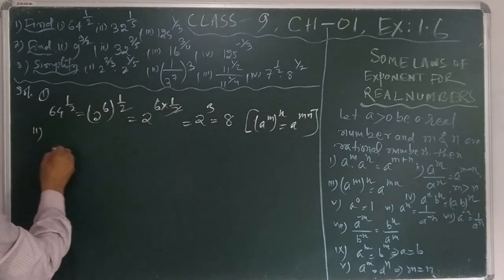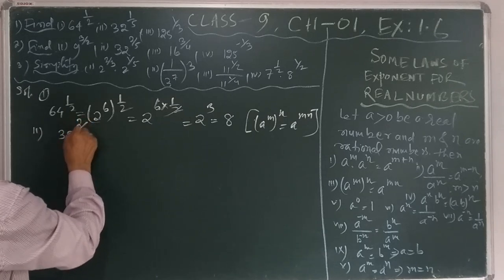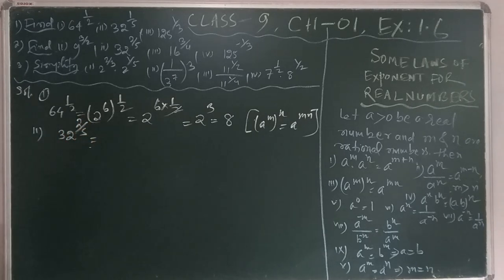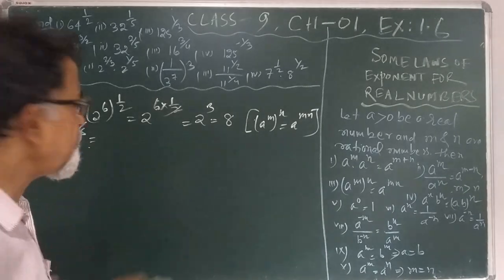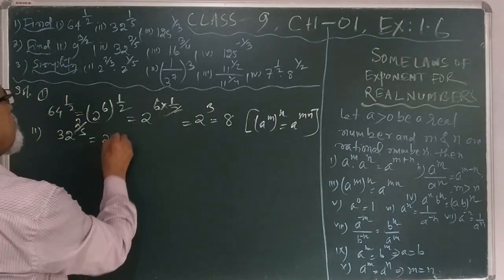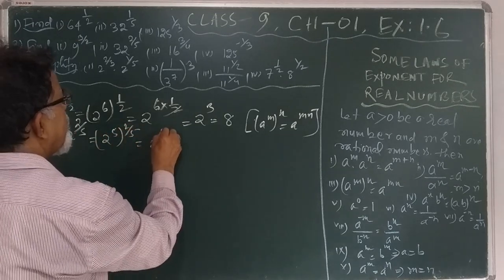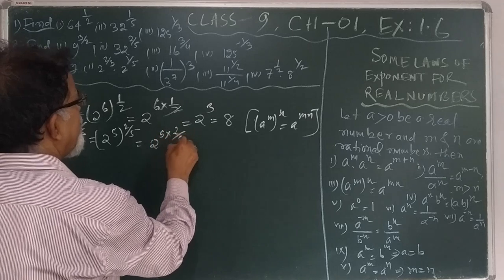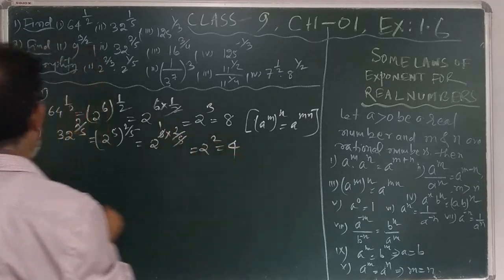Now number 2, 32 whole to the power 2 by 5. The prime factorization of 32 is 2 to the power 5. 2 to the power 5 whole to the power 2 by 5. 2 to the power 5 into 2 by 5, 5 cancels. 2 to the power 2 equals 4.